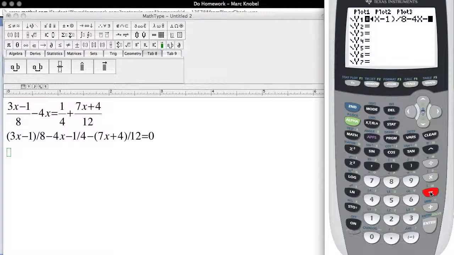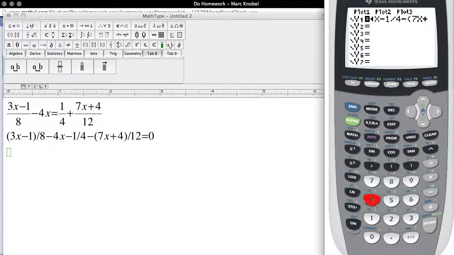And then minus, and notice I'm using the minus key above the plus key here for subtracting. If I want a negative number, then I use the minus key on the bottom, so I don't want to use that here. So we have minus 1/4, and then minus, and since I'm taking the negative of a sum, I need parentheses here. This is a very common mistake when people do these problems.